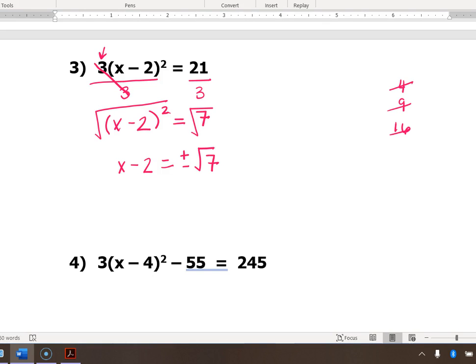And then my last step here, to get x by itself, I have to get rid of that minus 2. So like any simple equation that we've done before, I will just add 2 to both sides. So then x is going to be equal to, and I'm going to put the 2 out front. You can put it at the end. I'll just put it at the front. 2 plus or minus the square root of 7.